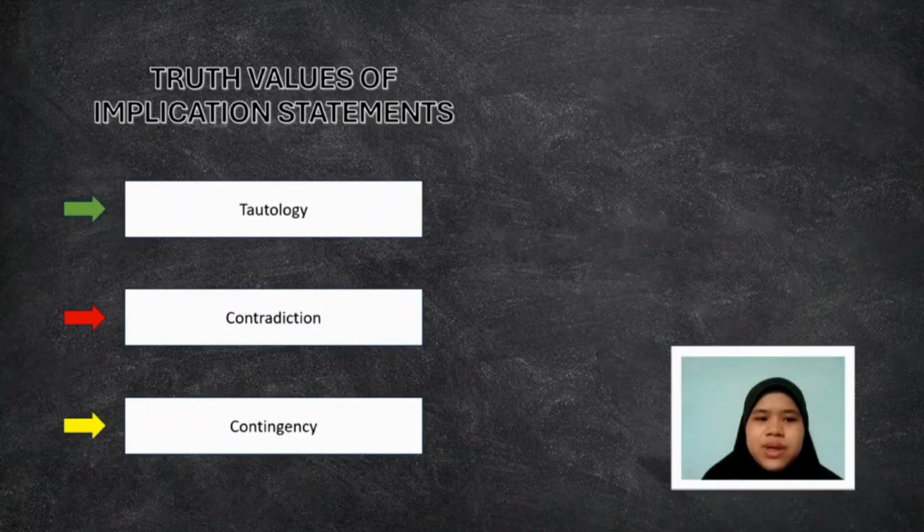Now, let's learn about the truth value of an implication statement. In logic, after we form a statement using implication, we want to know its final verdict. Is the statement always true, always false, or does it depend on the situation? Well, these three possibilities are called tautology, contradiction, and contingency.